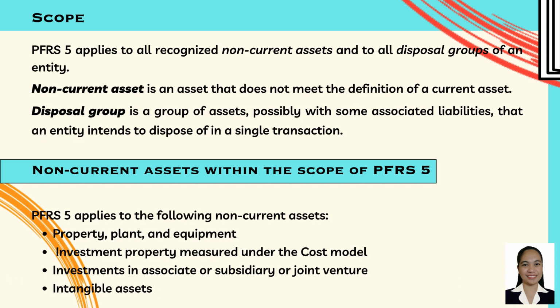So, kasama dito yung property, plant, and equipment, which is, ito yung mga companies' physical or tangible long-term assets that typically have a life of more than 1 year. So, example nito is yung mga buildings, machinery, land, office equipment, furnitures, and vehicles. Kasama rin dito yung investment property measured under the cost model, investments in associate or a subsidiary or joint venture, and yung intangible assets. So, intangible assets, di ba ito yung mga asset with no physical form.